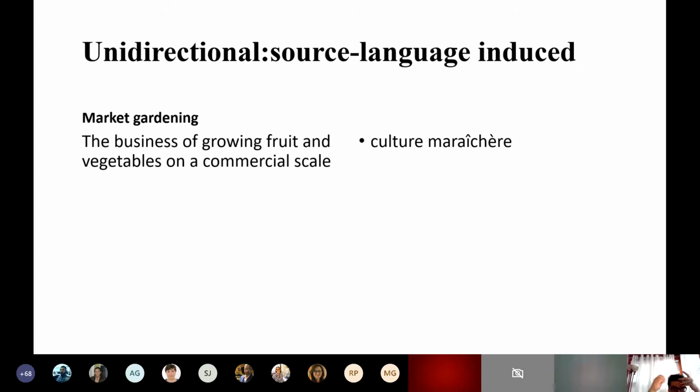For example, I'll give you an example from this term I came across a long time ago. Market gardening. It's the business of growing fruit and vegetables on a commercial scale. To some extent, it's not transparent because we cannot tell what market gardening is from just this. We need to search. But it has a direct equivalent in French, for example, culture maraîchère, if I pronounce it correctly.